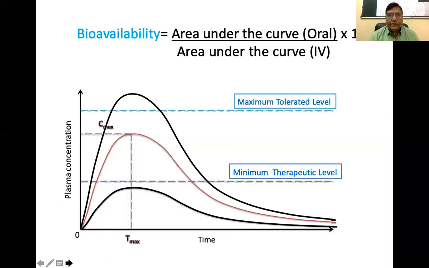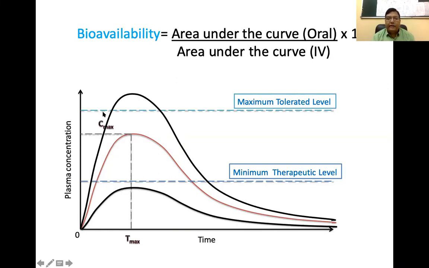So in this graph also, we can see the graph with the red line, which is for the drug which can be taken. The lower graph, since the minimum therapeutic level is not being reached, we can tell that this lower drug is not going to produce the effect.